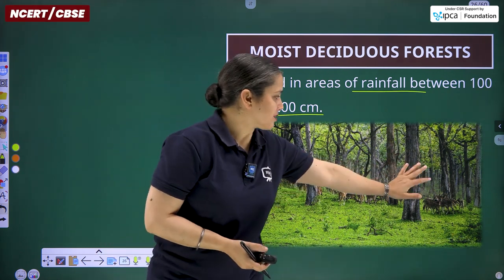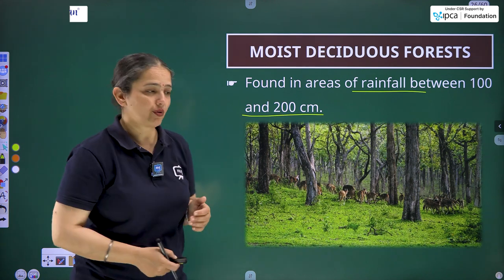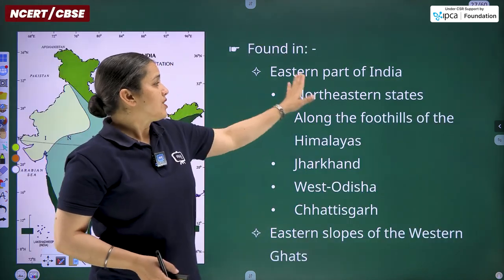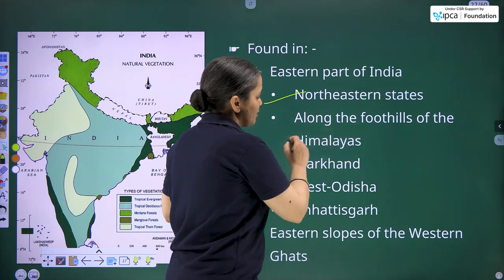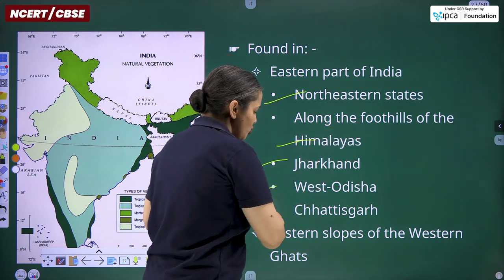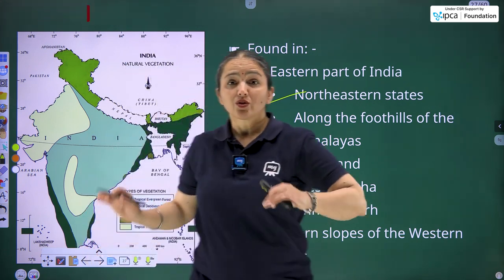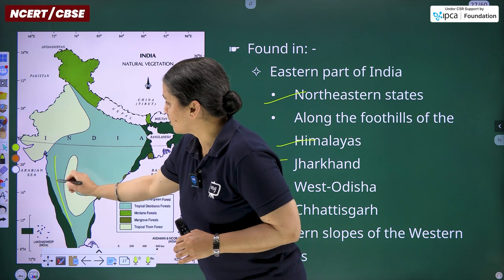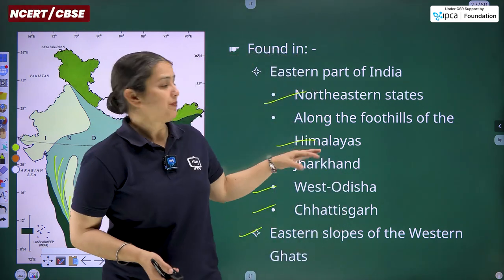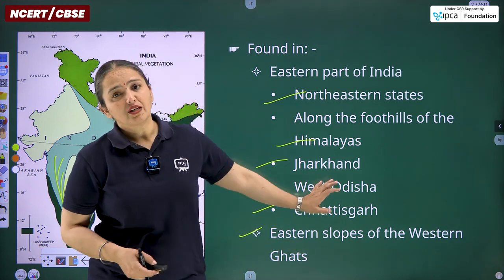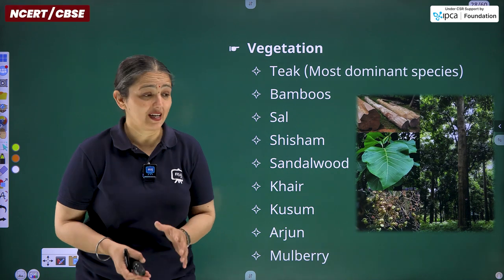And as you can see in this image, these forests are not that dense as the evergreen forests are to be the densest one. These are found in all these regions, particularly northeastern states, along with the foothills of Himalayas, Jharkhand, West Odisha, Chhattisgarh. Also, it is found in the eastern slopes of the Western Ghats. So, eastern slopes of the Western Ghats and rest of the region, if you know the political map, you can easily point out which states are exactly located at which particular part of India.